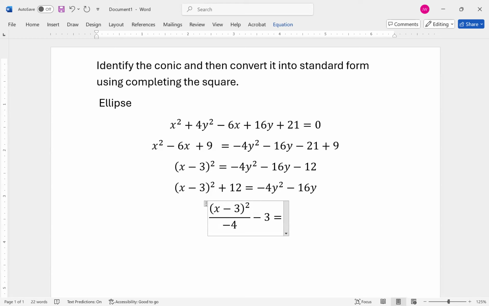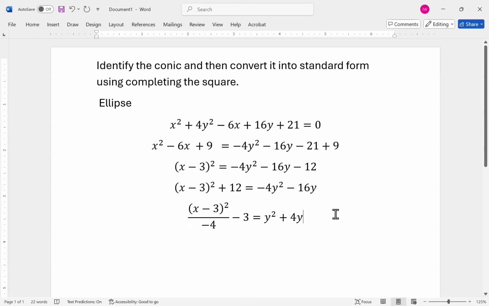I'm dividing by that negative 4 because it's a lot easier to complete the square when I have a 1 in front of my y squared part. So I'm going to be completing the square on the right-hand side of the equation this time. The question then becomes, what perfect square do I need?